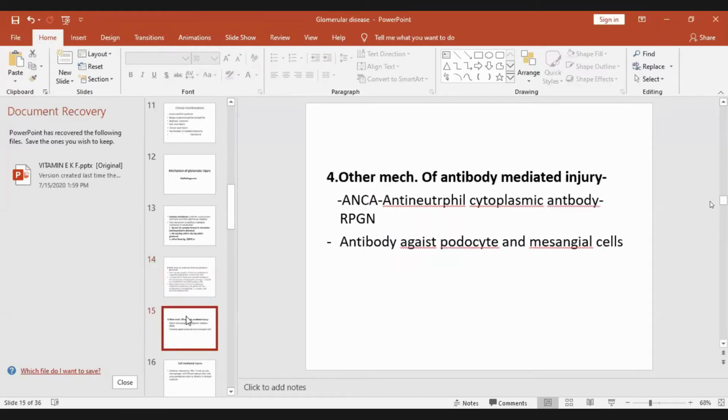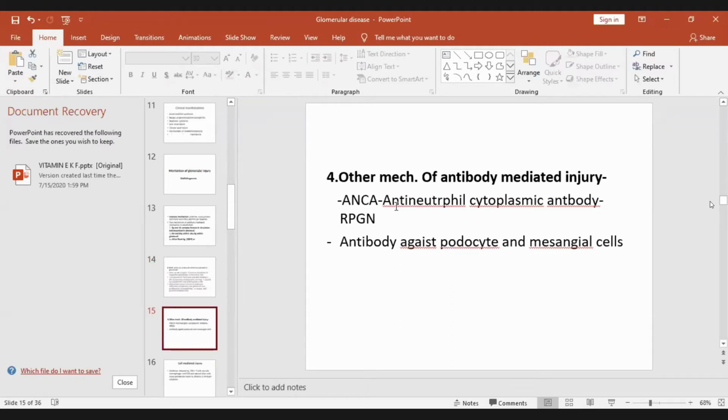Now the next mechanism of antibody injury is anti-neutrophilic cytoplasmic antibody. This is seen in rapidly progressive glomerulonephritis. This is ANCA.